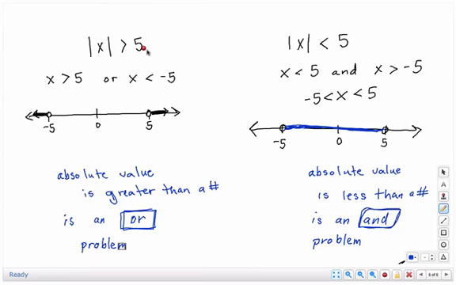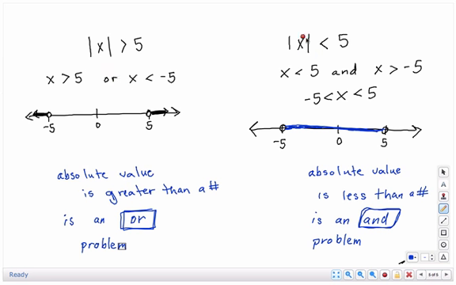When you're solving inequalities with absolute value, you need to consider two different cases. One of them is when you have a greater than, and one of them is when you have less than. When the absolute value is greater than a number, you're going to break this down into two possibilities with an or in between them.